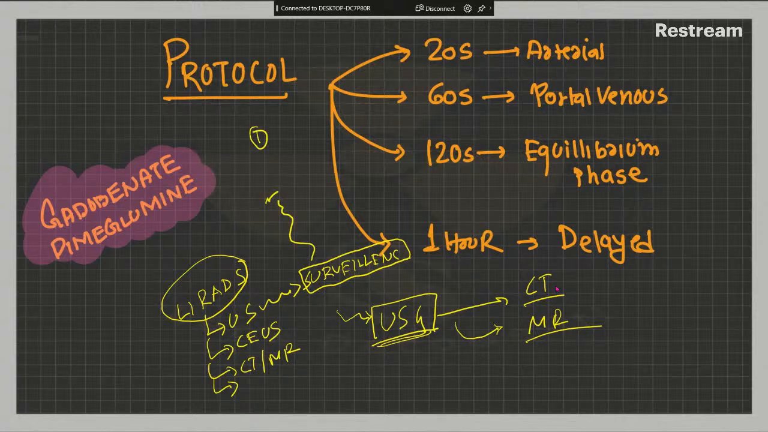Suppose a person is a known case of cirrhosis. If you study your medicine in MBBS knowledge, there are three classifications of cirrhosis, Child-Pugh A, B and C. All three classes you should follow, regardless of their severity.